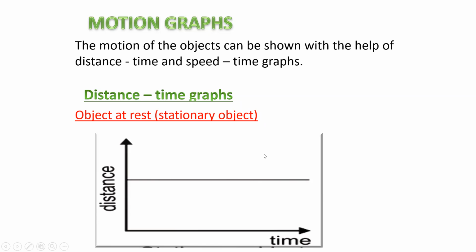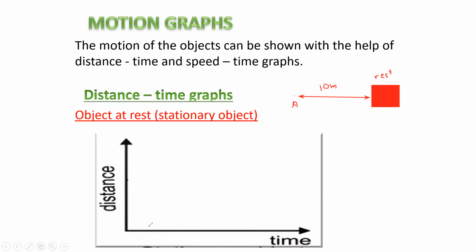How will it be a horizontal line? For example, say this is an object and you're standing at position A. This object is at rest. This object is not moving. And the distance between you and the object, example, is 10 meters. And the object is not moving.